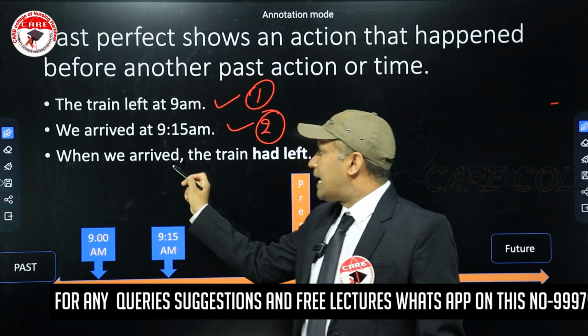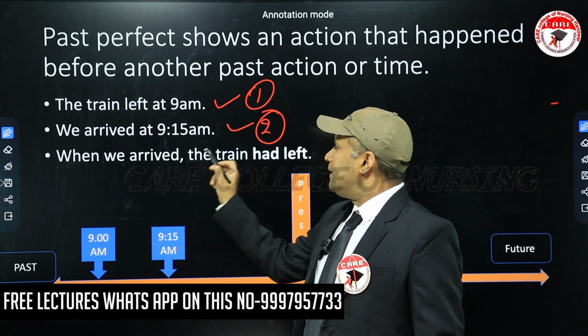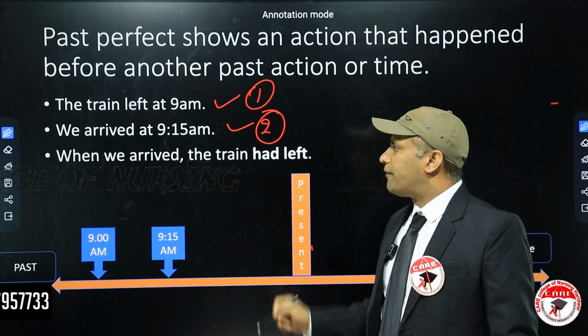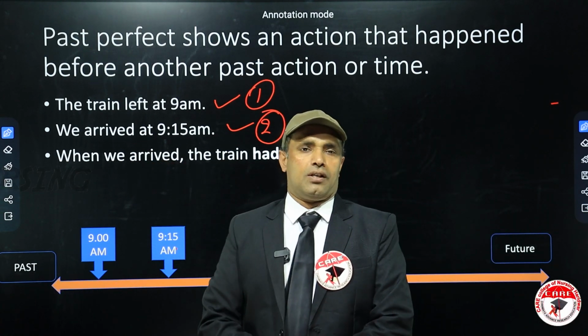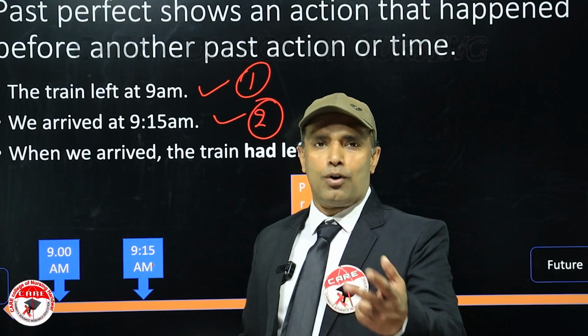So when we arrived, the train had left. We can also say that the train had left when we arrived, or the train had left before we arrived at the station. That's the structure. Okay? So let's see some more examples for more clarity.